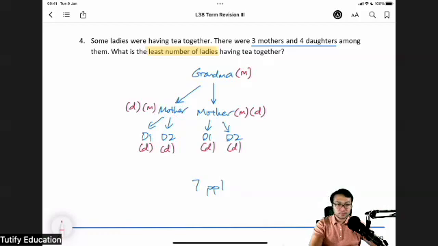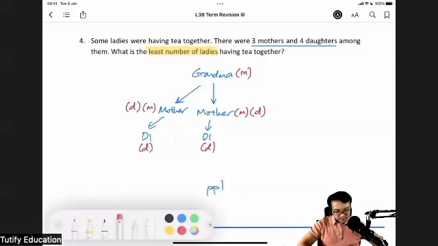How many daughters do you have? 6. Is it too much? The question says that you only need 4 daughters, right? Right now you have 3 mothers and 6 daughters. Okay, who do you want to remove? You have extra daughters, so who are you going to remove? Two daughters. Okay, let's try to remove 2 daughters.